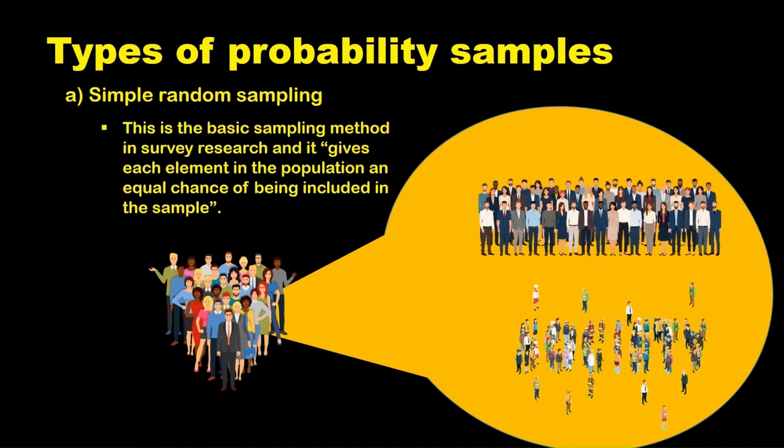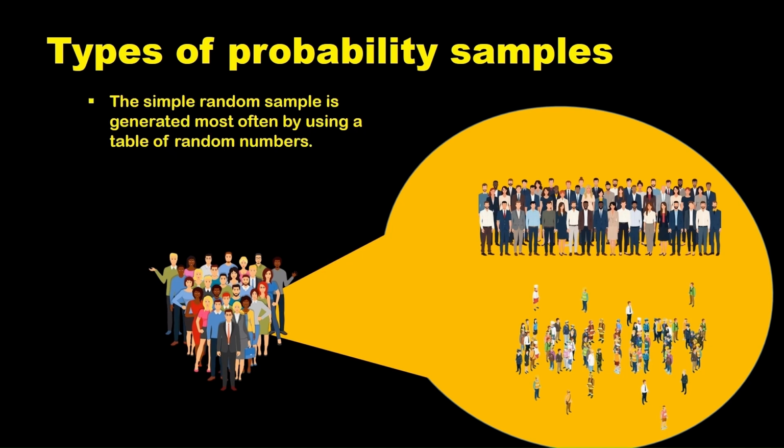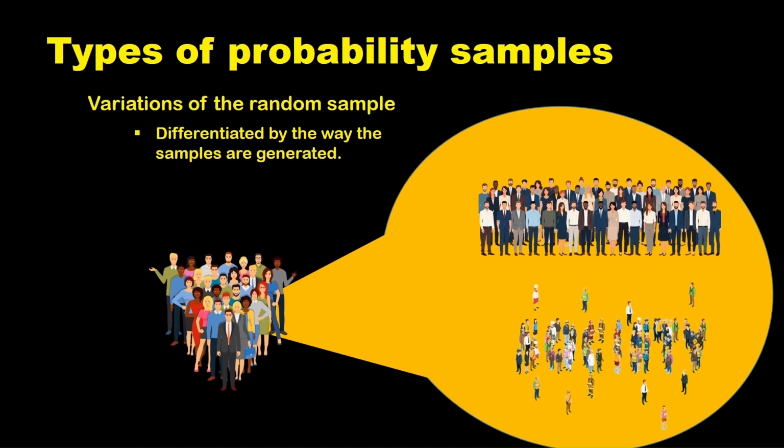The types of probability samples are the following: A. Simple random sampling. This is the basic sampling method in survey research, and it gives each element in the population an equal chance of being included in the sample. The simple random sample is generated most often by using a table of random numbers. The variations of the random sample are differentiated by the way the samples are generated.